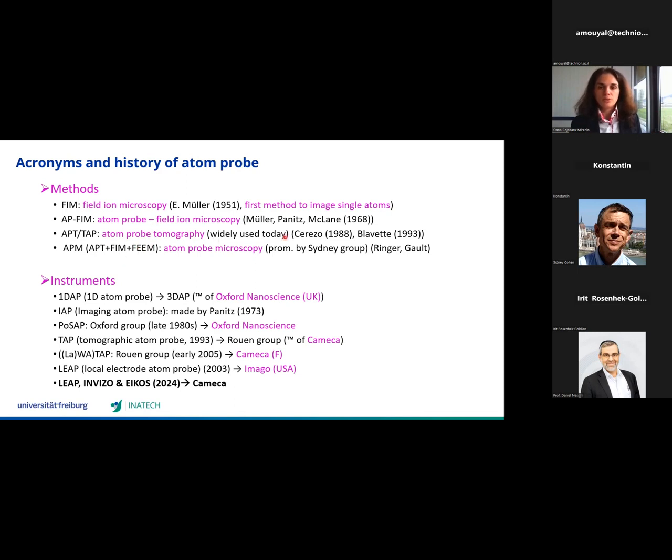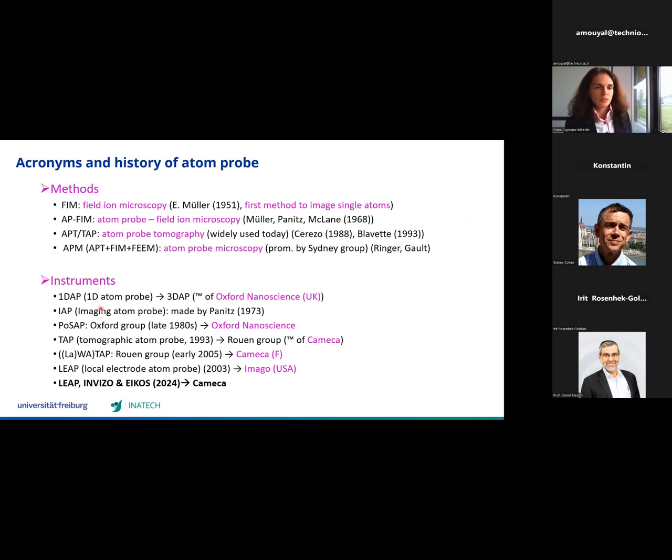And this is how it was called in 1988, and later in 1993, atom probe tomography. So this is the widely used acronym worldwide. There was also an attempt by the Sydney group to call this technique atom probe microscopy. But of course, atom probe tomography is really the widely used terminology.